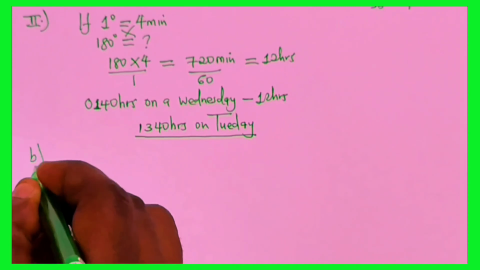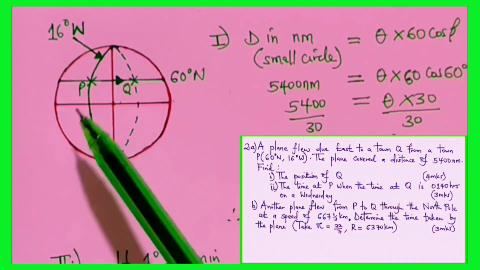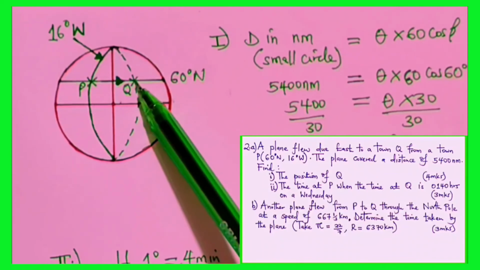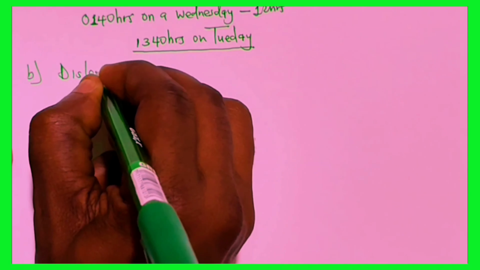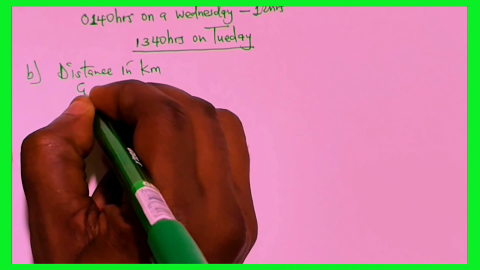Part B of the question. We are being told that another plane flew from P to Q through the North Pole. So this is movement along a great circle through the North Pole at a speed of 667 1/3 kilometers per hour. Determine the time taken by the plane. Since the speed is given in kilometers per hour, it means we are going to consider the distance in kilometers, and this is along a great circle.